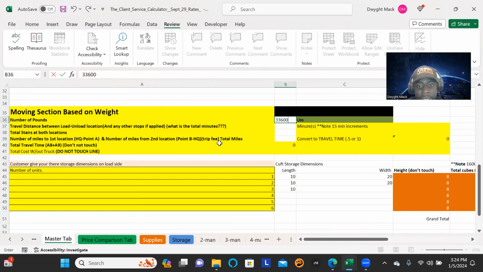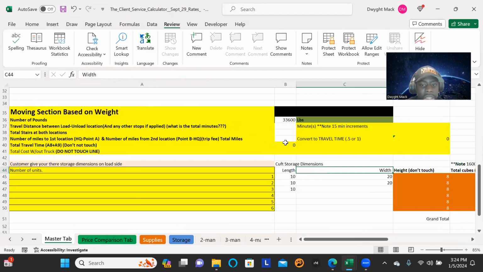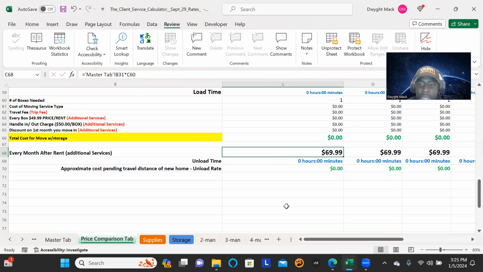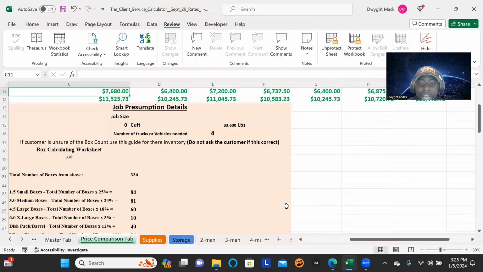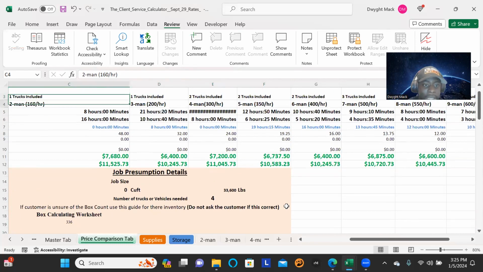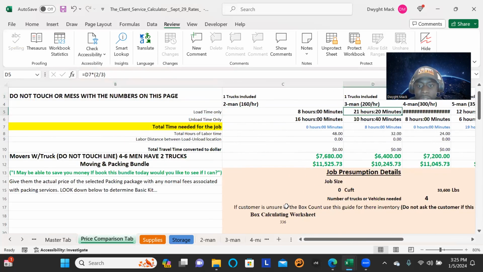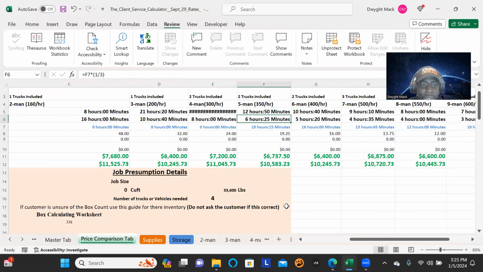So we put in the weight here, we put in whatever other factors we need to consider, whether it's long distance or the distance to the next location. And we basically have our chart, have our numbers. Now, I don't use 500 pounds per man. So my chart might be showing some little errors here, but I haven't used this chart in a while, so I would definitely update it if I did use it again.